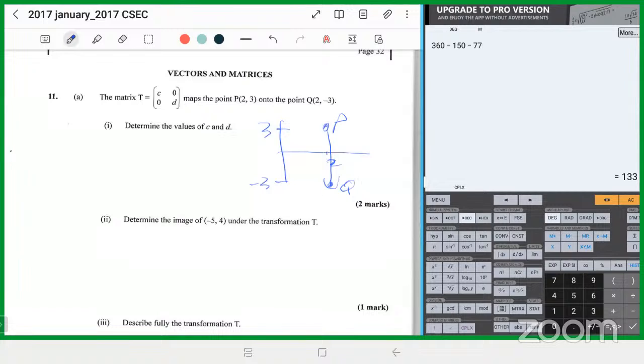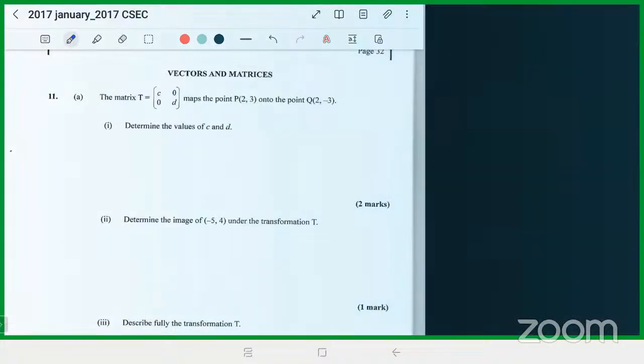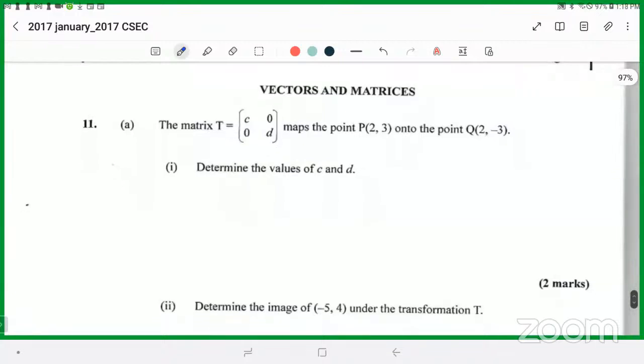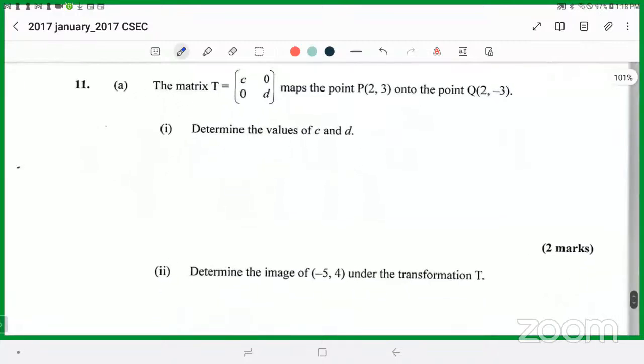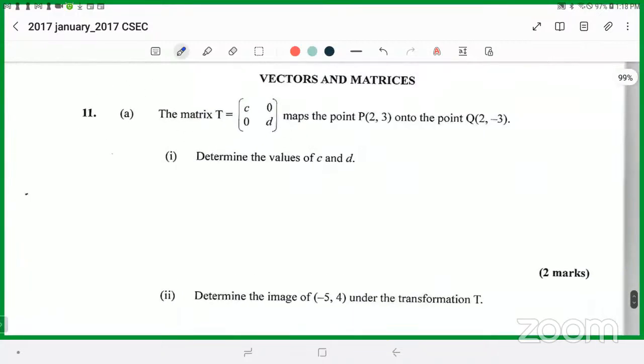I suppose the x-axis reflection matrix is 1, 0, 0, minus 1. The more you know, the better. But let's say I don't know that. You have to work it out. It's always great to know. That's an x-axis reflection matrix. So if you were to work it out, what you'd have to do is apply this matrix to this point and put it equal to that point. That's how it works, right?